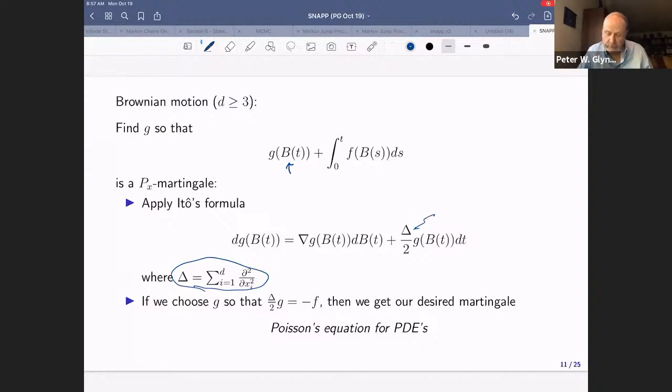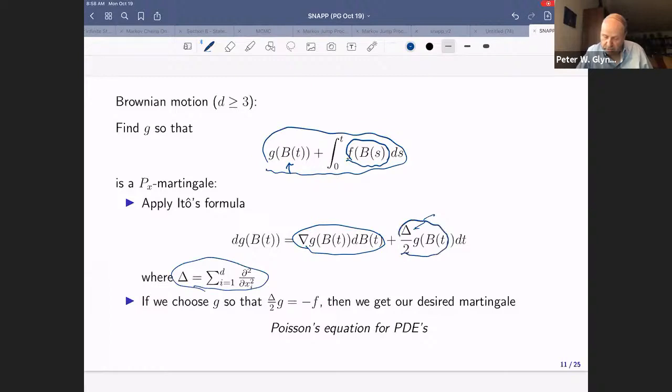And then, of course, when we computed the differential of this, we get f of b of t times dt. And what we'd like is that g has been chosen so that we get a martingale back. Now, this stochastic integral term, in great generality, is going to be a martingale. In particular, it's always going to be a local martingale, which means that we will get a local martingale from this if we choose g such that this term here is equal to minus f of b of t.